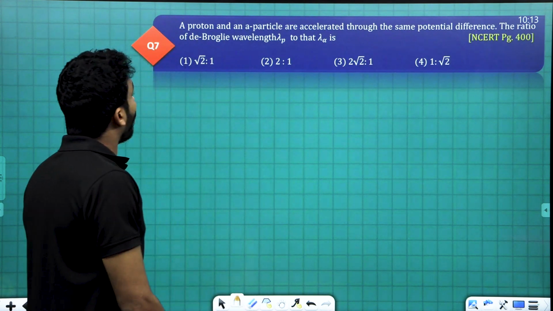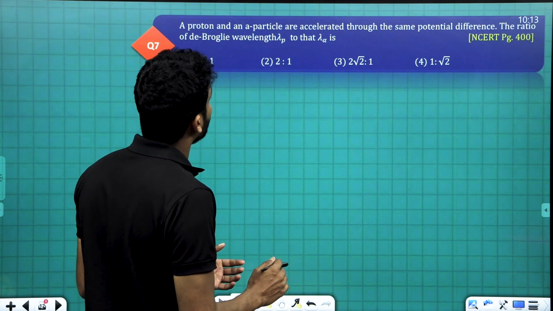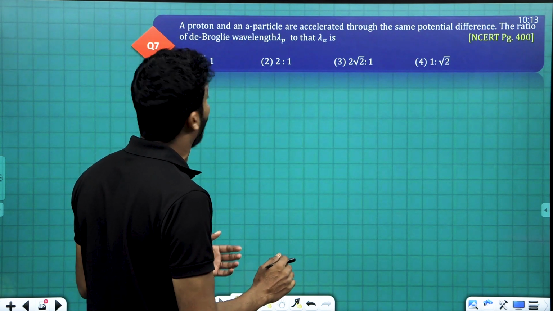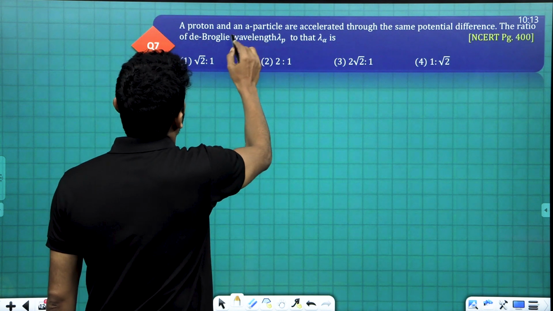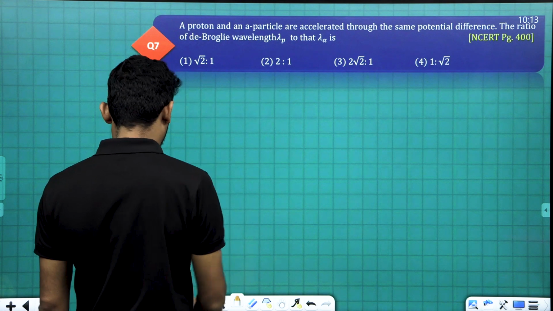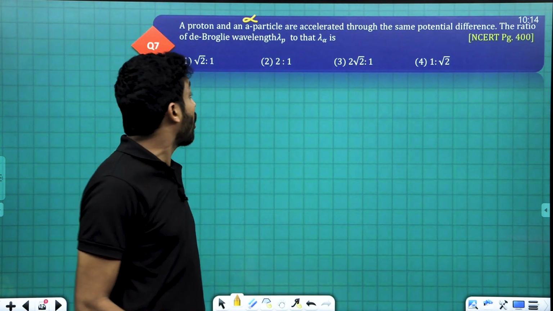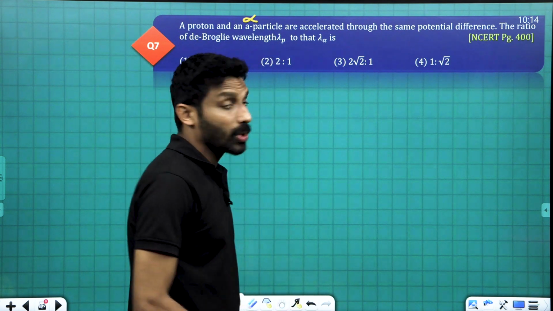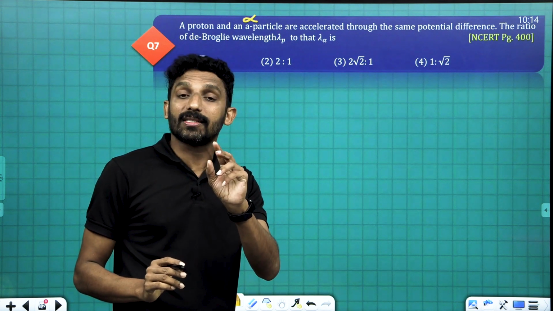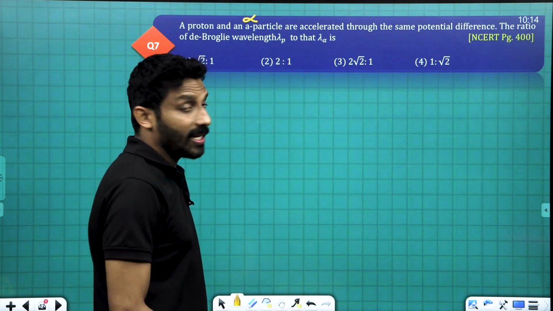A proton and an alpha particle are accelerated through the same potential difference. Actually, this is alpha, change it here. A proton and an alpha particle are accelerated through the same potential difference. The potential difference applied to these two charged particles is the same. The ratio of de Broglie wavelength lambda p to lambda alpha is dash.